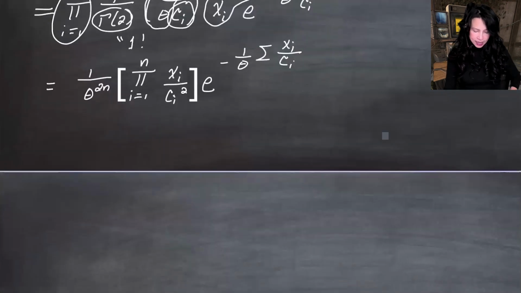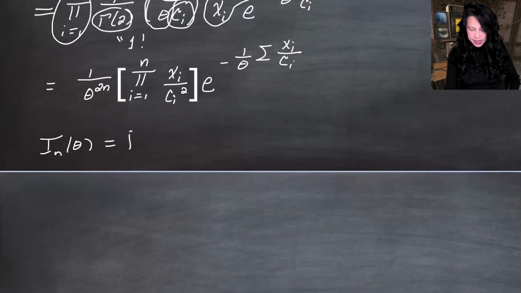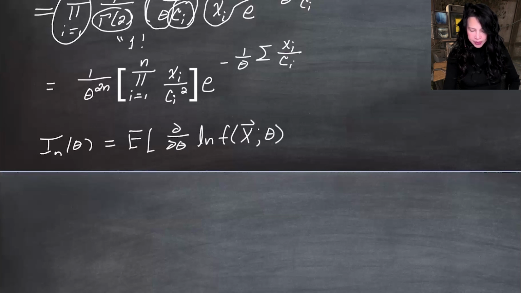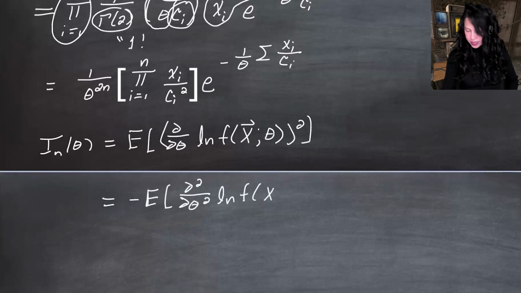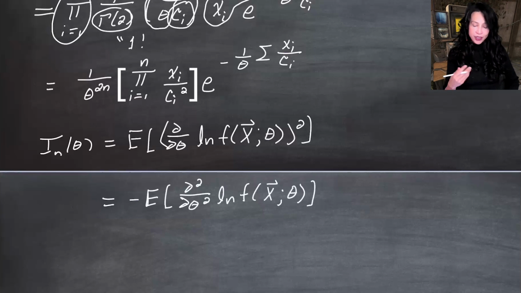So there is the joint PDF, and that sum goes from 1 to n. I want to write down the n-dimensional Fisher information. This is the expected value of the derivative with respect to theta of the log of the joint PDF, and this whole thing inside the expectation is squared. Or this is also the negative of the expected value of the second derivative, but without the square. So I'm going to take the first derivative and see how bad it is and see if I think it would get better if I took the second derivative.